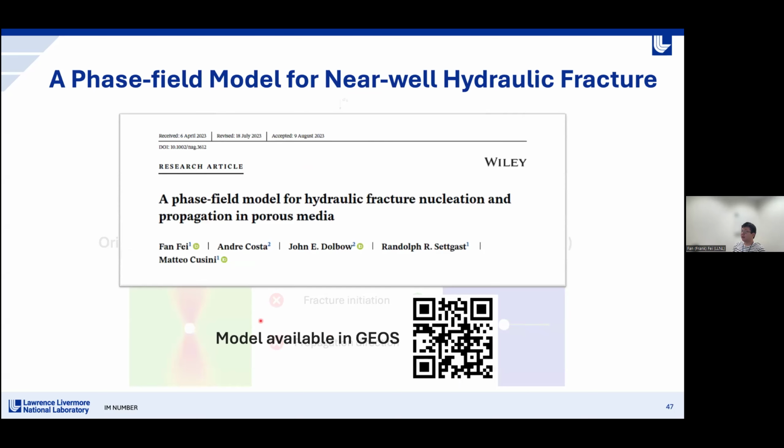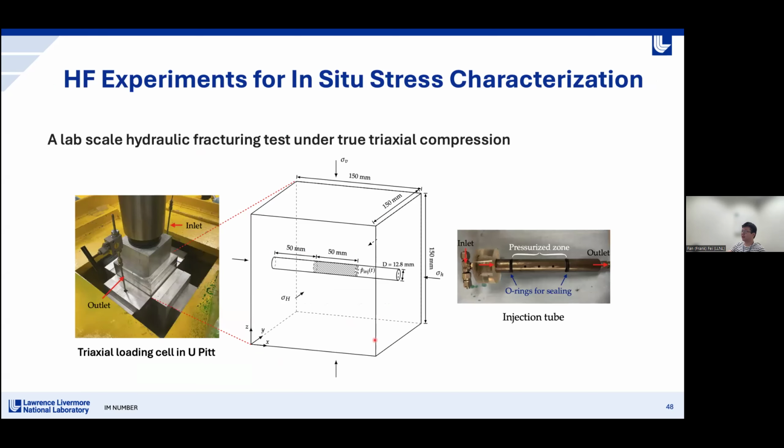For the details of the model and its verification, you can also check our paper published in 2023. And if you are interested, the model is also available in GEOS, which is an open-source multiphysics simulator developed by LLNL, Total Energies, Chevron and Stanford University. You can scan this QR code for more details of this software as well. I will pause here if you want to scan the QR code for a second. Okay, let's move to the next slide.